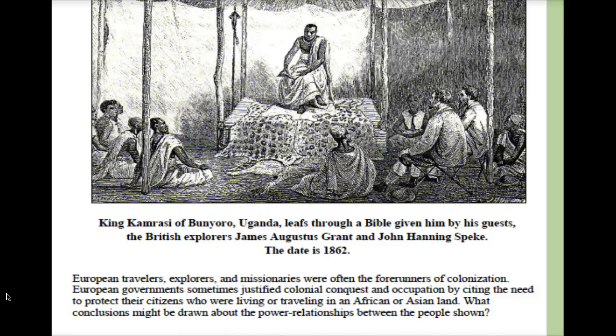And your description here says European travelers, explorers, and missionaries were often the forerunners of colonization. European governments sometimes justified colonial conquests and occupation by citing the need to protect their citizens who were living or traveling in an African or Asian land. What conclusions might be drawn about the power relationships between the people shown? So, if you look at their status, you have the king on the raised platform, reading the body language of the ones sitting either on the ground or in the chairs. What you're looking for is who is shown to be the more powerful, who's shown to be given the greater respect.